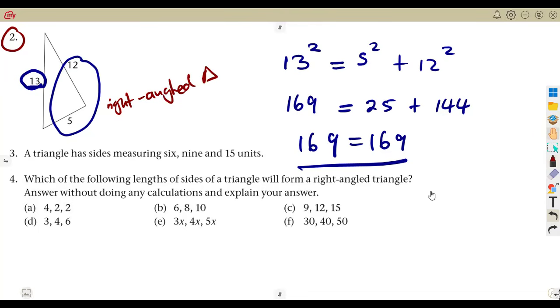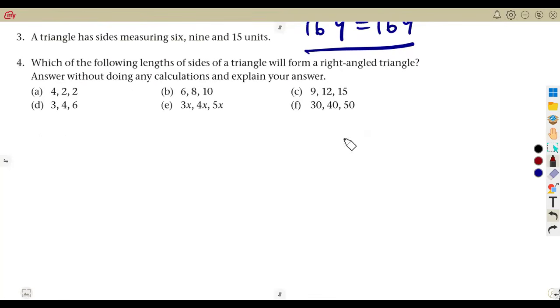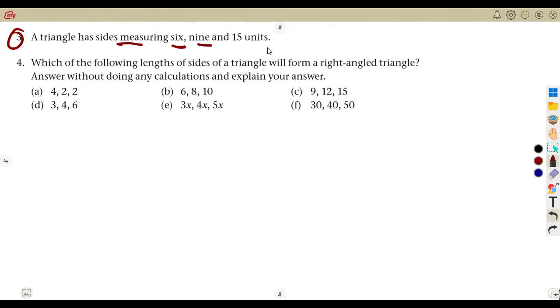So we are comparing to see, is it a right angled triangle or not? On number 3, we want to know, is it a right angled triangle or not, if it has sides measuring 6, 9, 15 units? A triangle is just drawn. We do not even know the type, but one side is 6, another is 9, another is 15. We want to know, is it a right angle triangle?